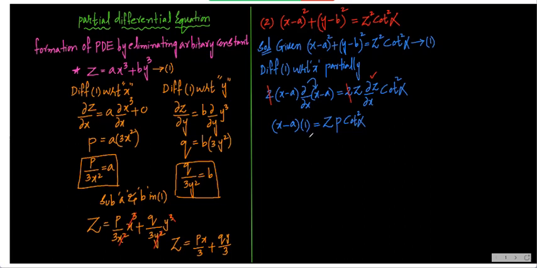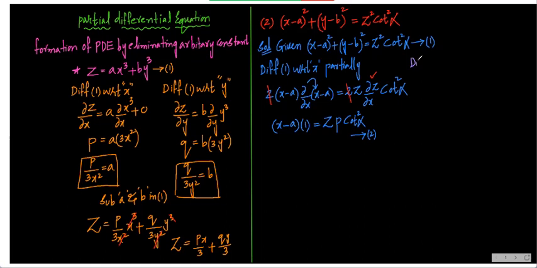Right? So x minus a, actually, into zp cot square alpha is over. Any doubt? No doubt. Now, second part.